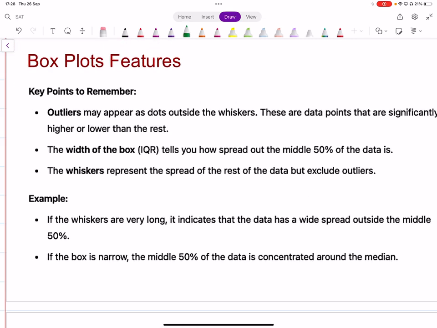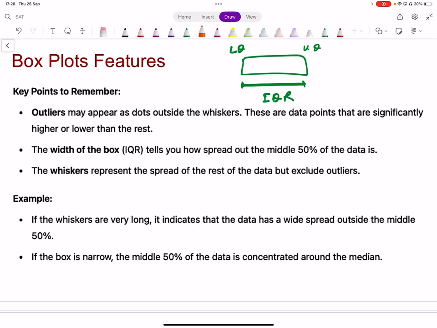The box that you have, remember what the box represents? The endpoints of the box are the lower quartile and upper quartile. This gives you the interquartile range, the width of the box, right? Upper quartile minus the lower quartile, that's the interquartile range. Is that okay?